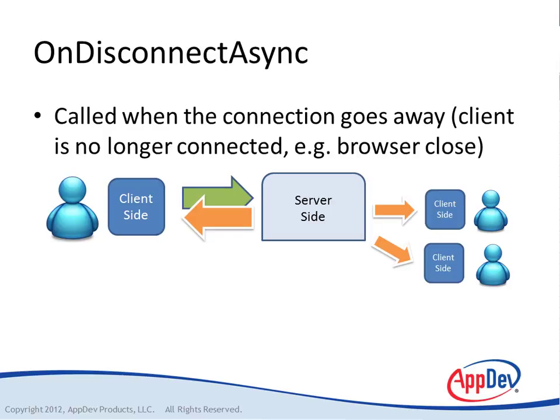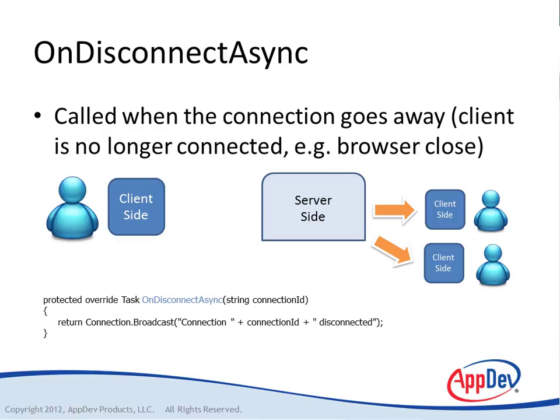So say our main user goes away. Well, what happens is that the onDisconnect async fires, and then the server side notifies the clients that have remaining connections. Here's an example of the code that goes along with this. Here's the onDisconnect async task, and we're passing in a connection ID of the one that's being disconnected. And here we simply return a broadcast message of saying the connection with that connection ID disconnected. So let's look into Visual Studio and see how this is done.